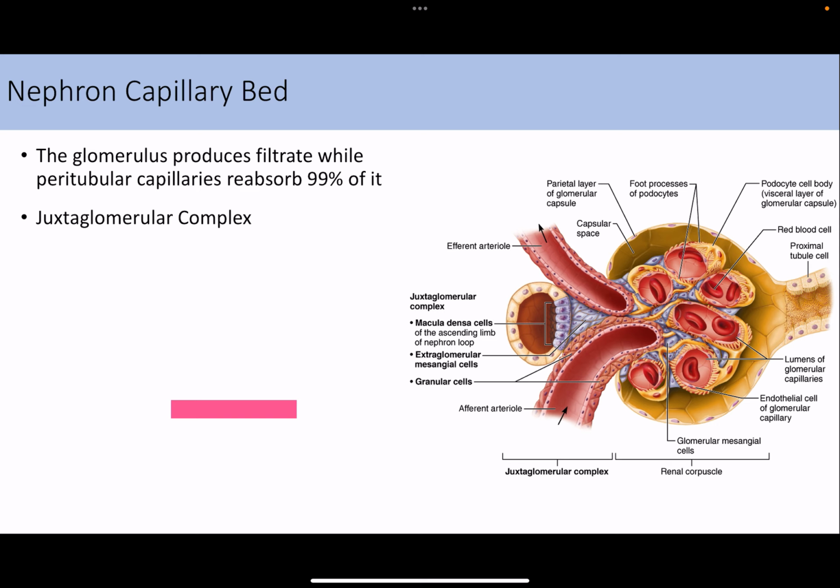So just like the juxtamedullary nephron meant that it was close to that connection between the cortex and the medulla, juxtaglomerular complex means it's going to be close to the glomerulus. Okay? So we have a juxtaglomerular complex, which are these set of cells here that are close to the glomerulus over here. And so this is where the ascending limb and the afferent arteriole come together. So this right here is the ascending limb of the nephron loop. And actually, I'll go back so I can show you what that looks like.